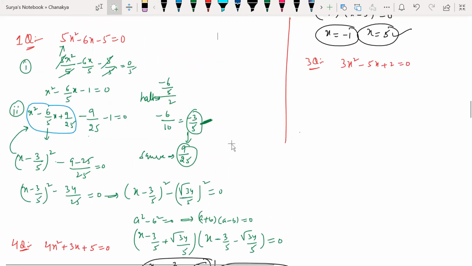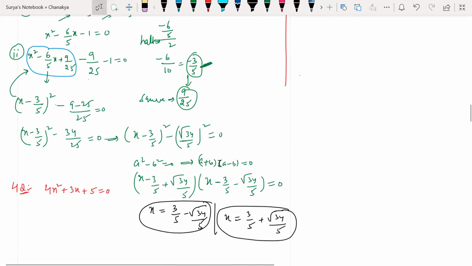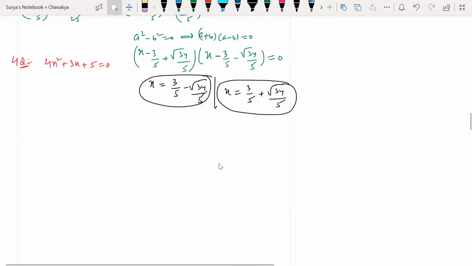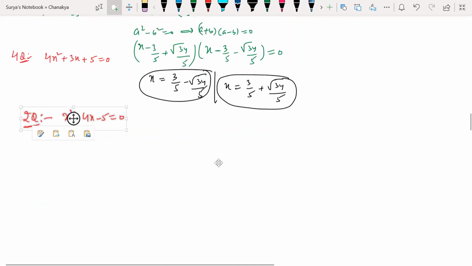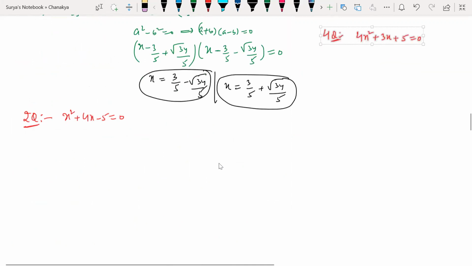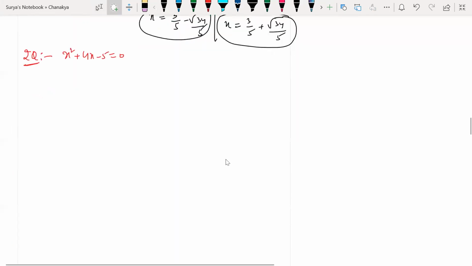Okay, this is the second question. Look at the second question now. How can you solve the second question? Very simple. What is my first step? To check whether the coefficient of x square is 1 or not. Yes, the coefficient of x square is only 1. So we need not check the first step. First step is perfect here.